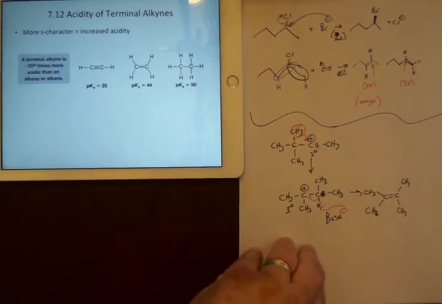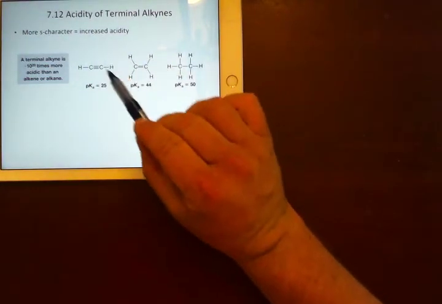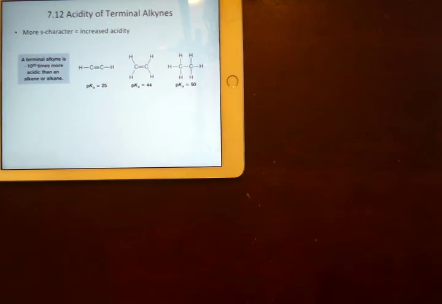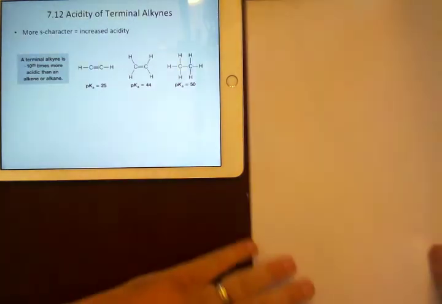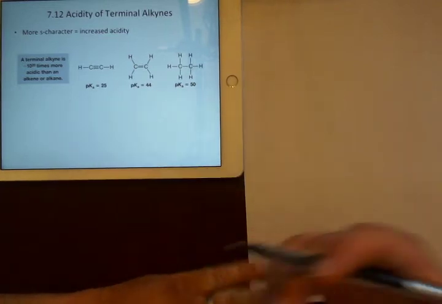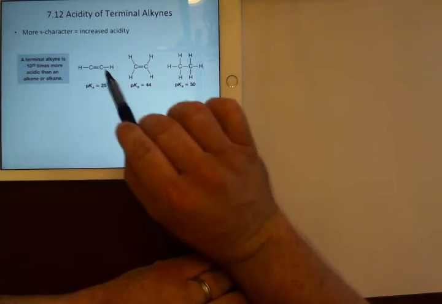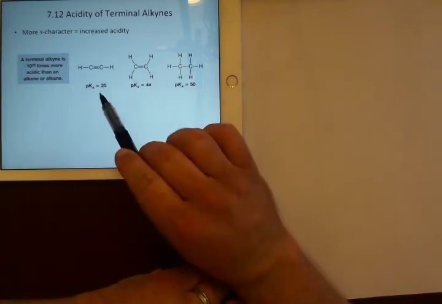Now, the other thing we can do with alkynes is take advantage of the sp nature of a terminal alkyne. This won't work on an internal alkyne, because there's no hydrogen sitting on the alkyne. So this has much higher acidity than this one.